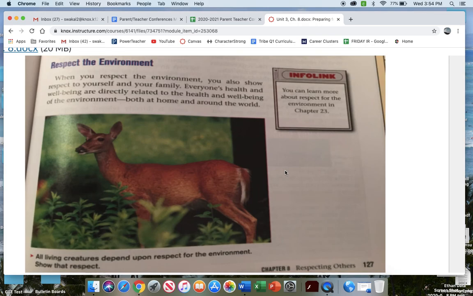Neighbors show respect when they watch out for each other's safety and well-being. And the last thing I want to remind you of with this chapter, when you respect the health and well-being of the environment, you show respect to yourself and your family. You never know who's watching you, so make sure you show respect to everyone. And that is the chapter about respecting others and yourself.